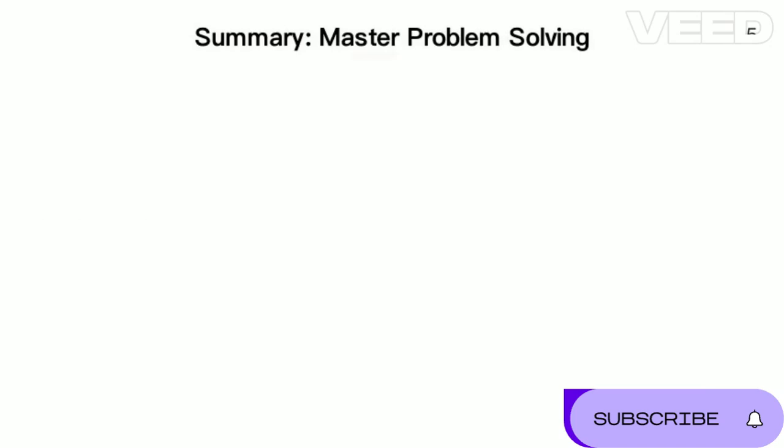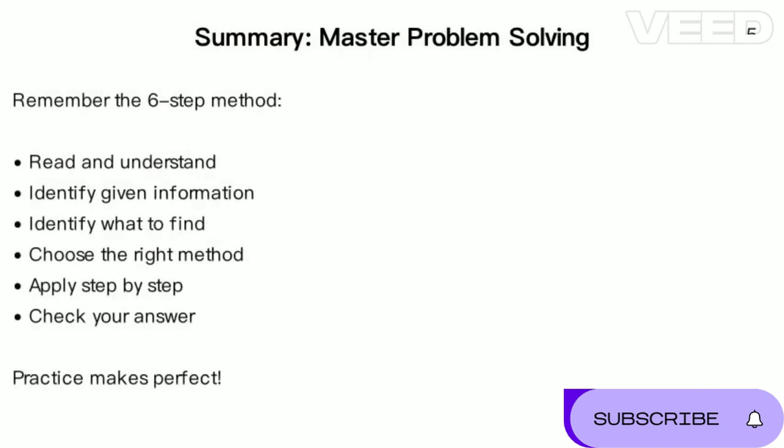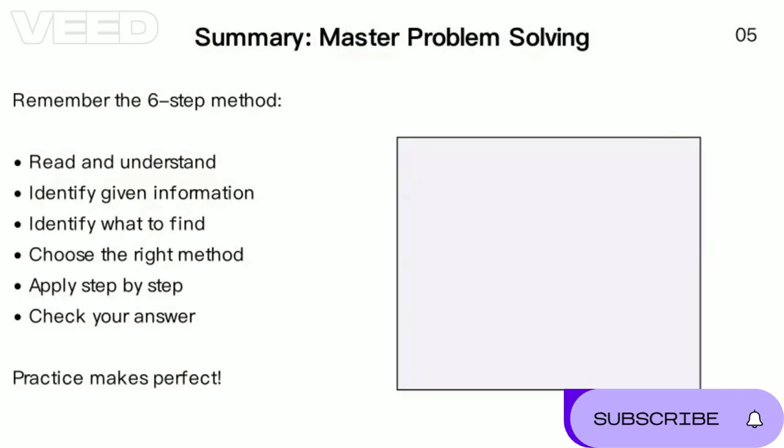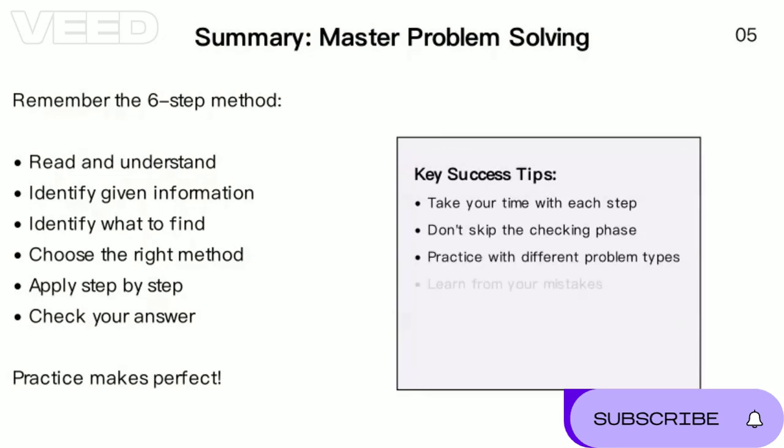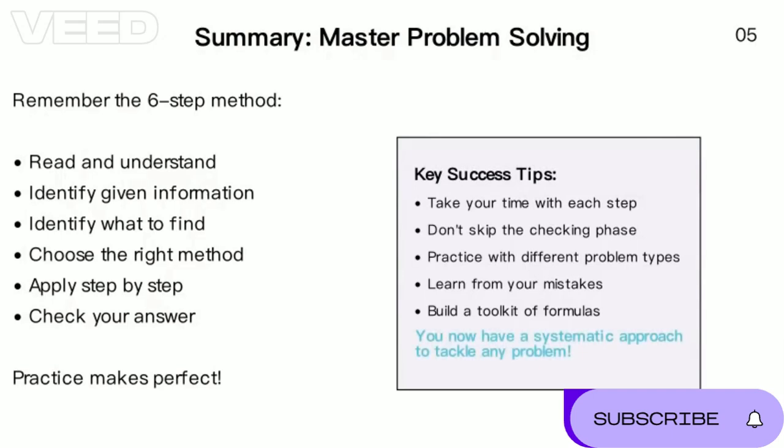Let's summarize what we've learned today. The six-step problem-solving method provides a reliable framework for tackling any analytical challenge. Remember to read and understand the problem. Identify given information. Determine what needs to be found. Choose the appropriate method. Apply it systematically. And always check your answer.